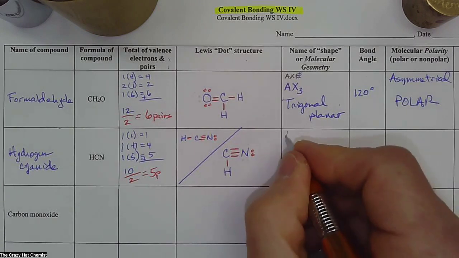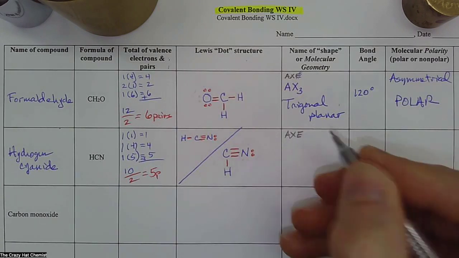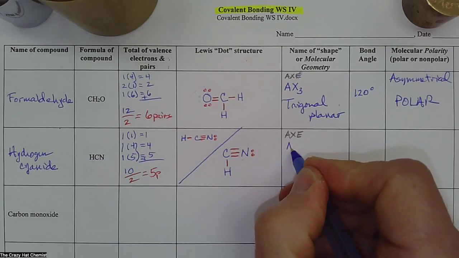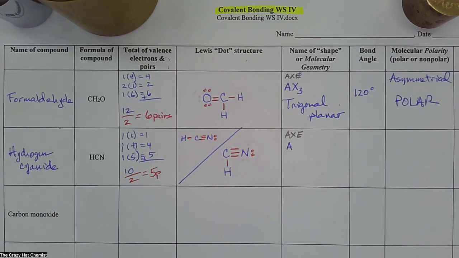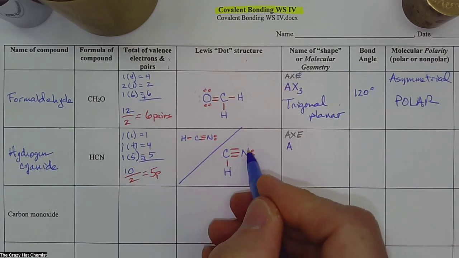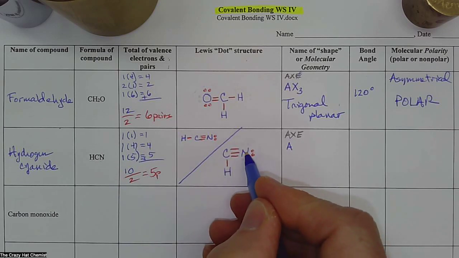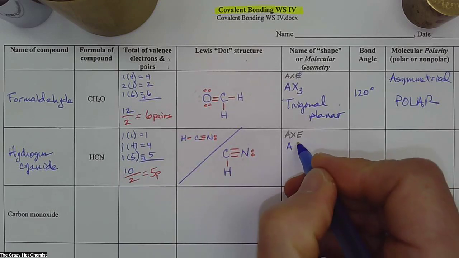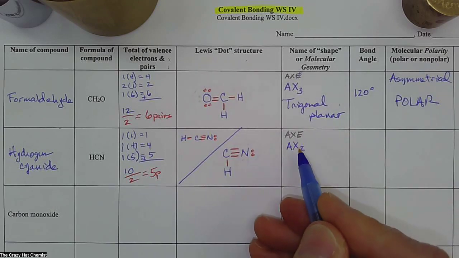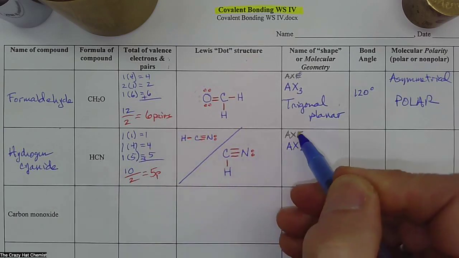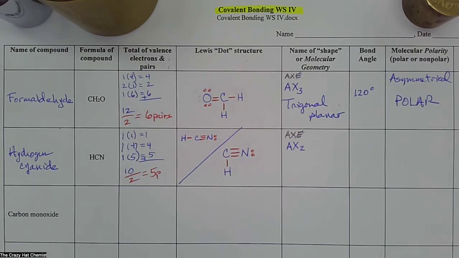We're going to come up with the AXE, A-X-E. So the A is the central element. That is the carbon in this particular case. That is an A. There's always an A. The X's are the elements that are surrounding, that are physically attached to the central element. That's the nitrogen and the hydrogen. That's X2, because there's a nitrogen and a hydrogen. That's two of them. Are there any lone pairs on the central element? That's a no, so there are no E's.